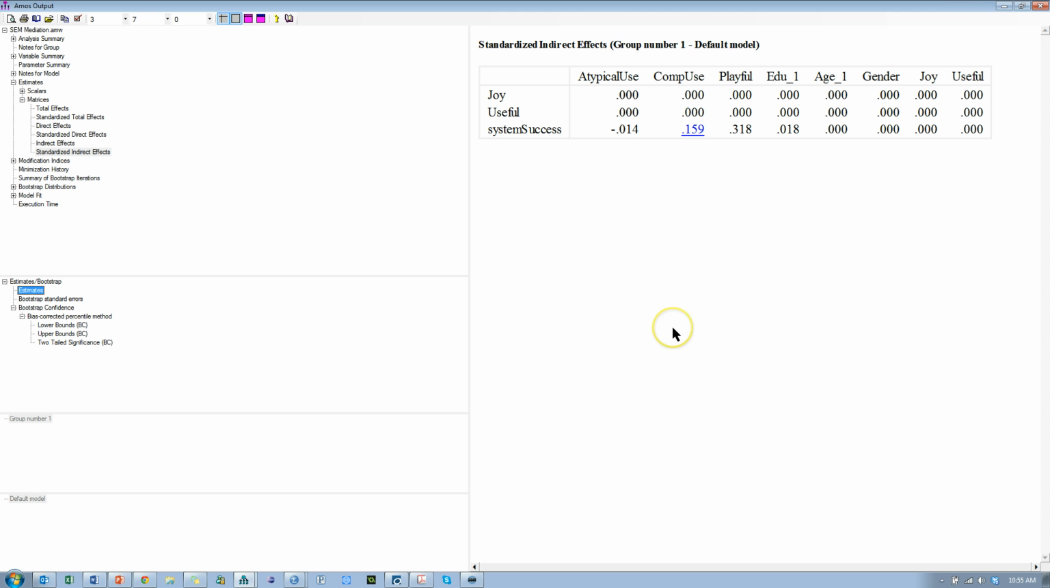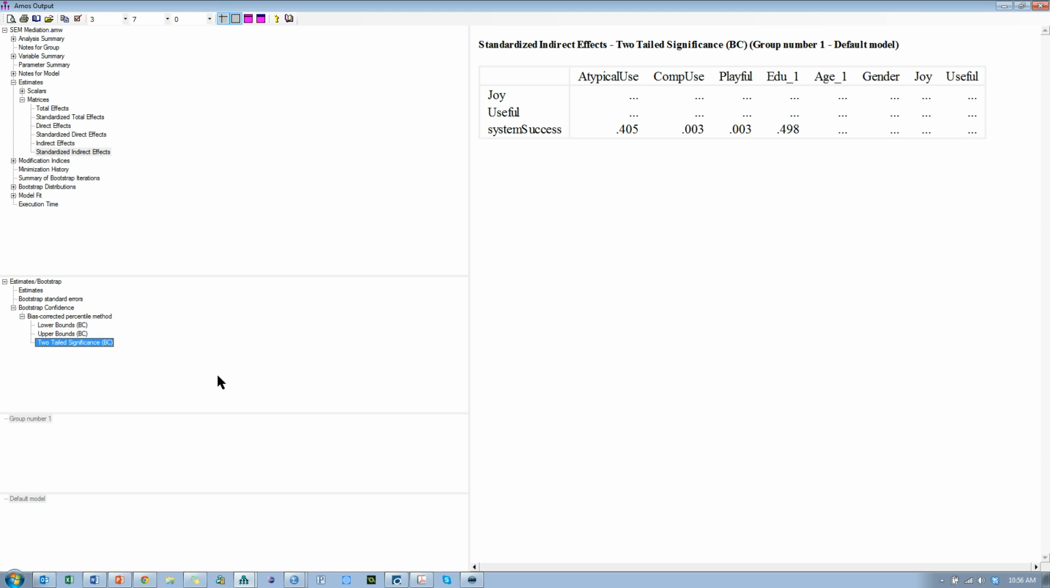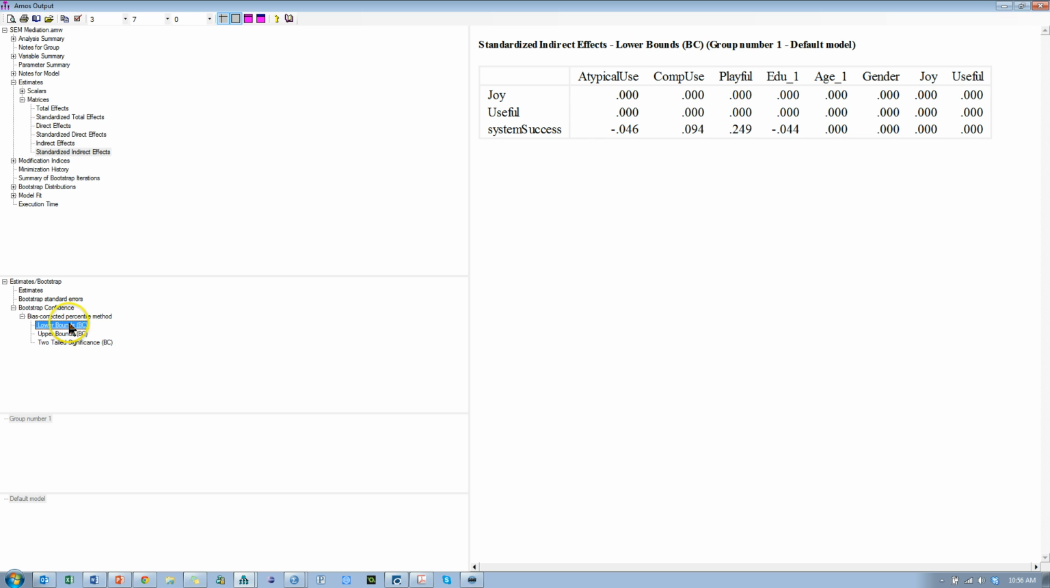A couple additional things that we discovered during the break. The first thing is, if you would like the lower bound and upper bound confidence intervals for that indirect effect, Amos produces those for you. It's right here on the left. Instead of going to the two-tailed significance, which is also useful, you can see the lower bound indirect effect, if I've selected standardized indirect effect up here. Here's the lower bound. For play to system success, it's 0.249. There's a 95% confidence interval, lower bound, and here's the upper bound, 0.406. And then the actual effect, if I just click on estimates, is 0.318, which should fall in between those lower and upper bounds.